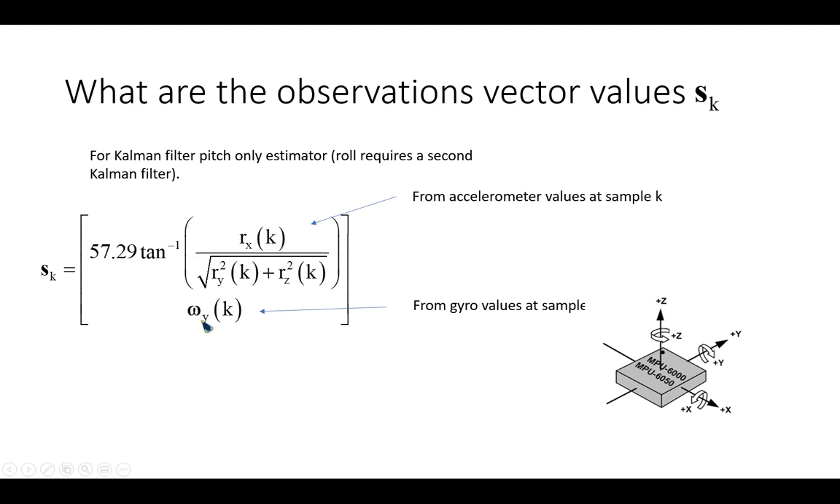And if you're doing the roll, then it just changes. That Rx becomes Ry, that Ry becomes Rx. Still got Rz there, and that becomes omega x, and then you get a different set of values of data.